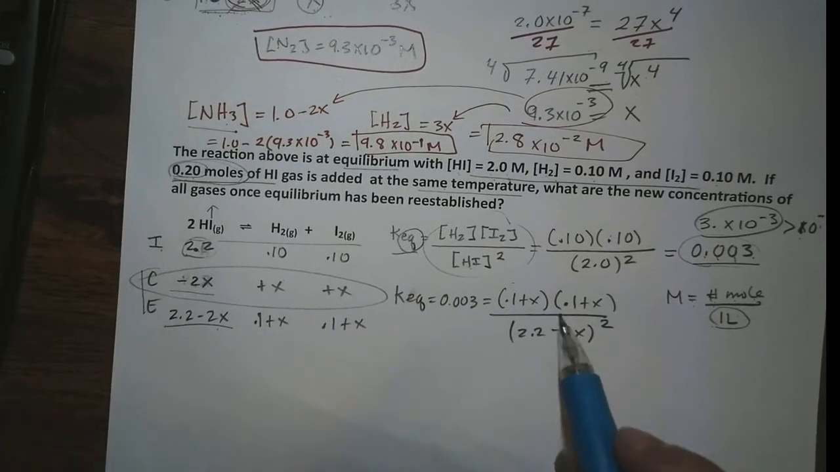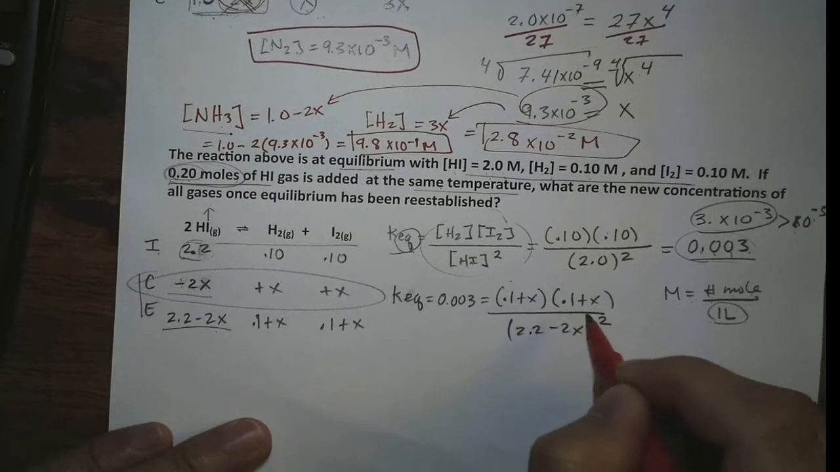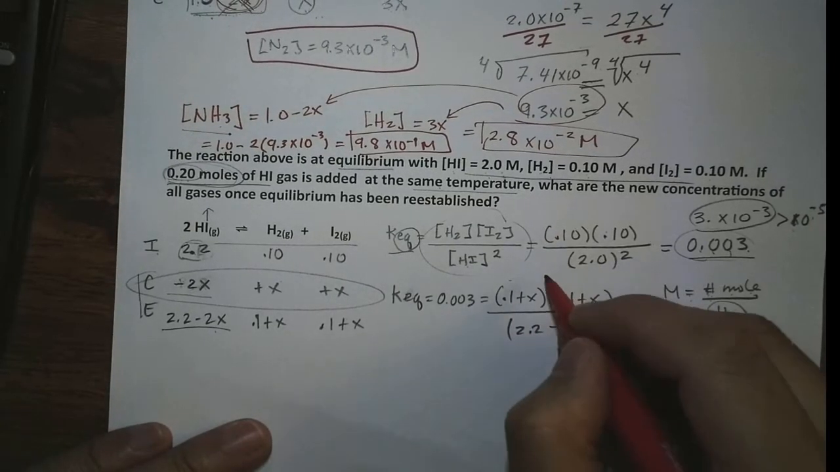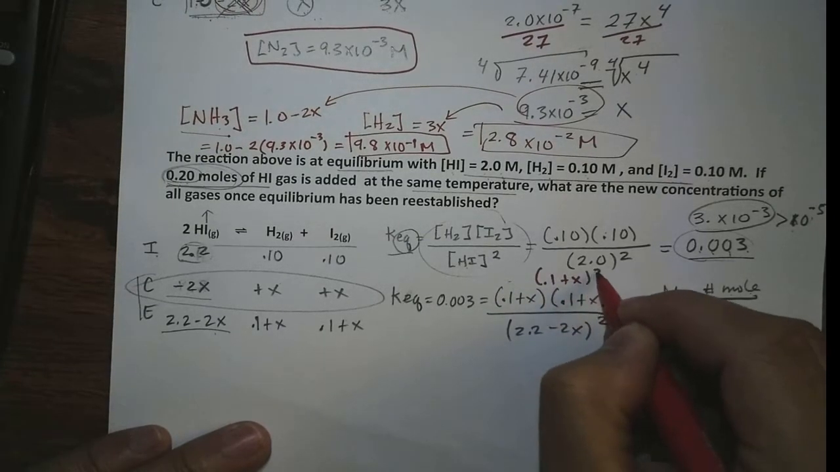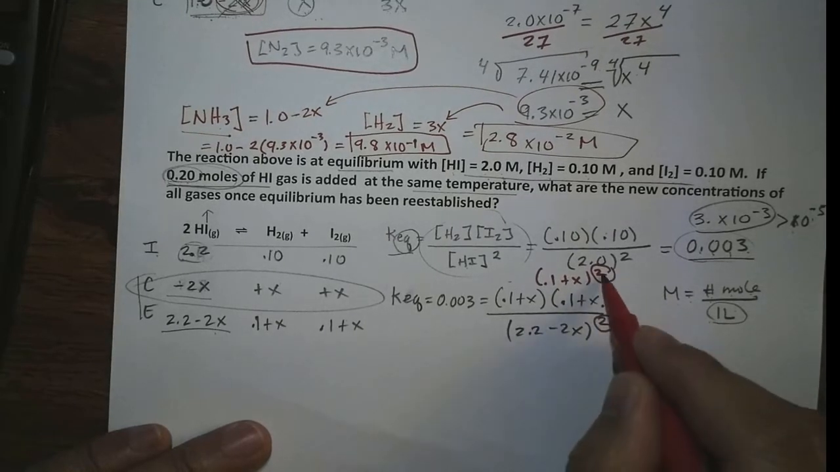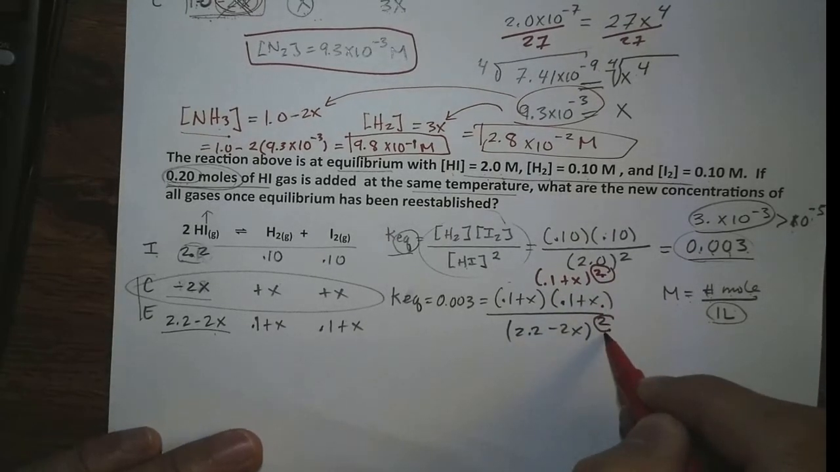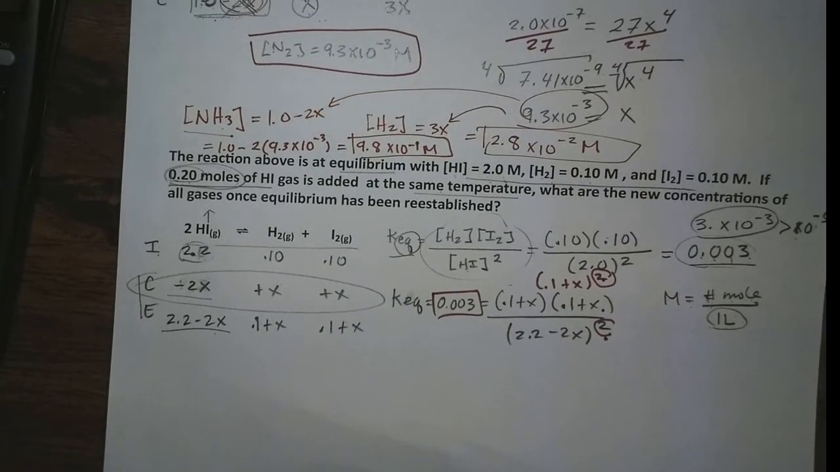But if we look at this, look how beautifully this is set up. We have 0.1 plus x, 0.1 plus x. Can we just simplify that to (0.1 plus x) squared? And look what we have: square, square, to the second power, to the second power. See that? And this is just a number.